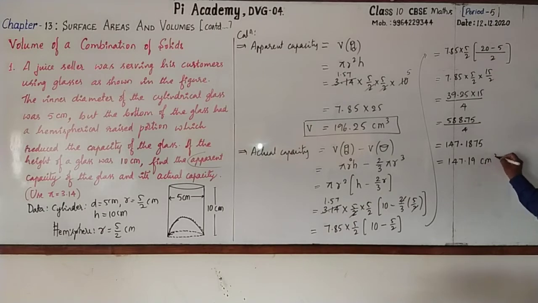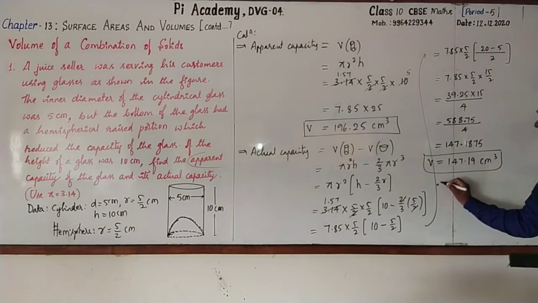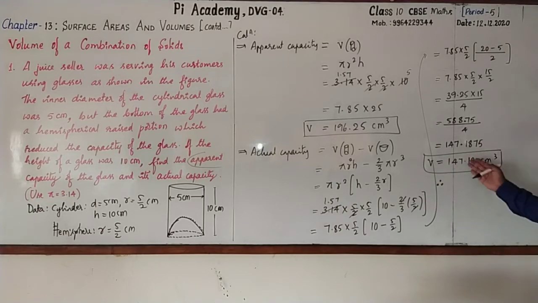So 147.9 centimeter cube. And we know that 1 centimeter cube is 1 milliliter. So we can also write 147.19 milliliter. Now let us write the conclusion. Copy this and write the conclusion yourself.